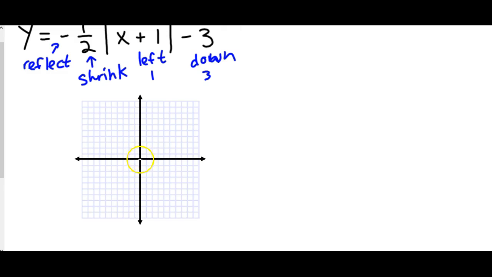So starting from the center, we're going to do our vertical and horizontal shifts first. So from the center, we go left 1, down 3. This point will be the vertex. We know we're reflecting, so we know we've got to go down from there. We know it's a shrink of 1/2, so that's the pattern we follow. Down 1, right 2. Down 1, right 2. We have to go the other side. Down 1, left 2. And that would give us our graph.